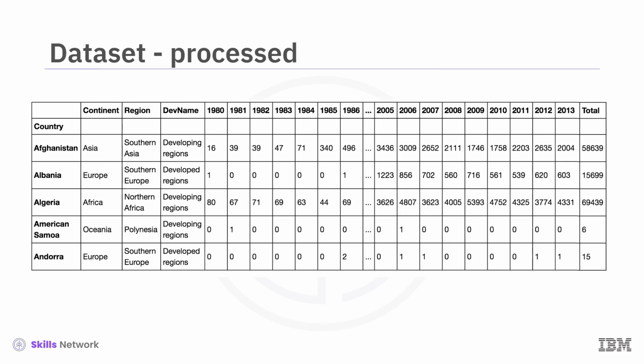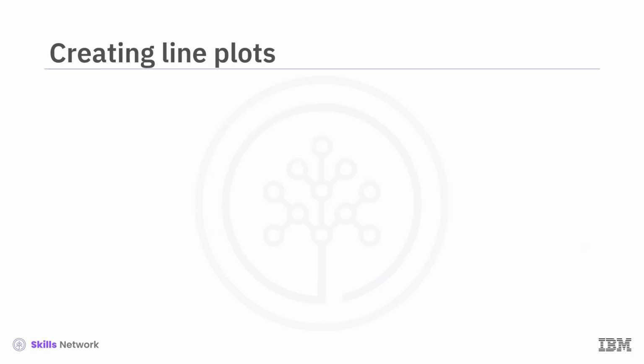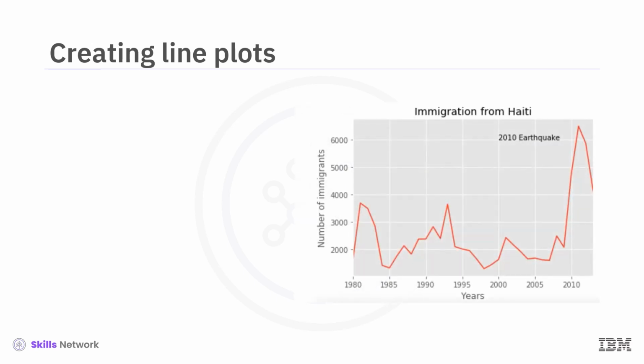Also, let's add an extra column which represents the total immigration for each country from 1980 to 2013. So, for Afghanistan, it's 58,639. For Albania, it's 15,699, and so on. Now, let's name our data frame df_Canada. So now that we know how our data is stored in the data frame df_Canada, let's generate the line plot corresponding to immigration from Haiti.